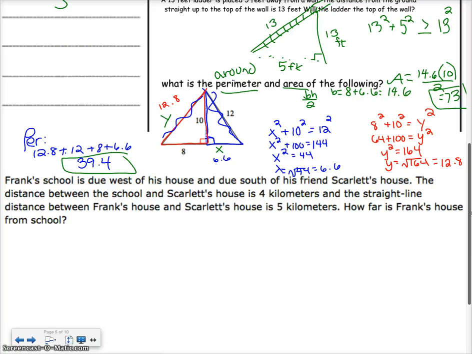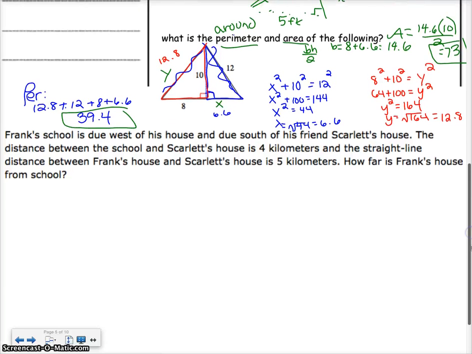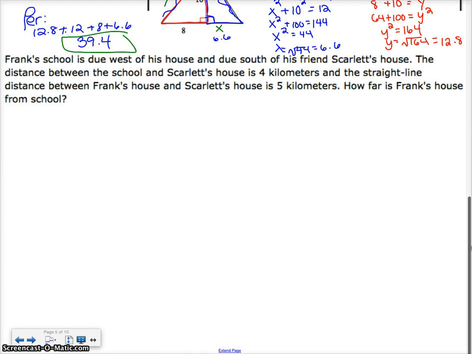Last one. Frank's school is due west of his house and due south of his friend Scarlett's house. The distance between the school and Scarlett's house is 4 kilometers. And the straight line distance between Frank's house and Scarlett's house is 5 kilometers. How far is Frank's house from school? Oofta, I got a lot going on here. I'm just going to start one at a time. Frank's school is due west of Frank's house. So here's Frank's school. It's west of Frank's house. So his house is right here. Do you agree with that? His school is due west of his house.